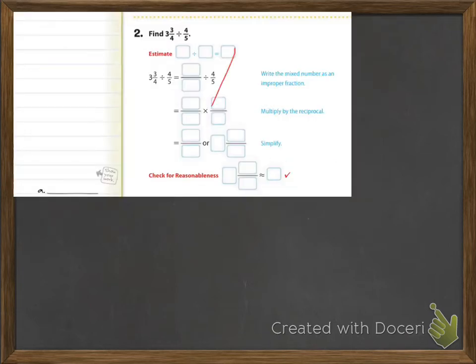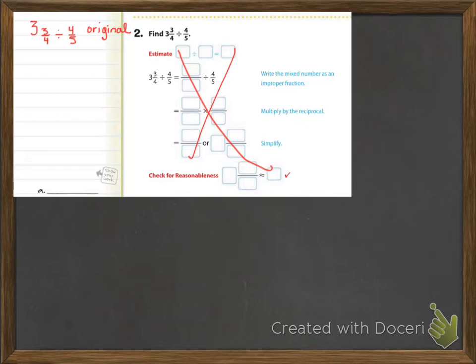I've never been a real big fan of them having all this fill in the blank information, so you can go ahead and cross that out. The first thing that you need to do is write the original problem. So you start with 3 3/4 divided by 4/5. Okay, and as you can see, we have our original problem there.